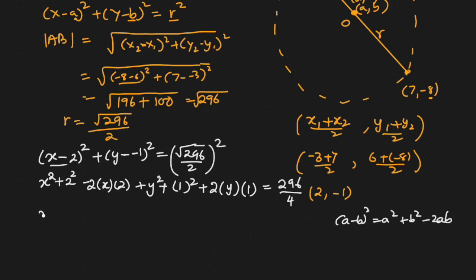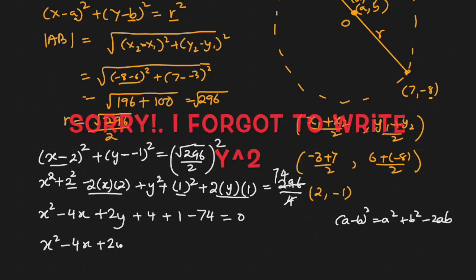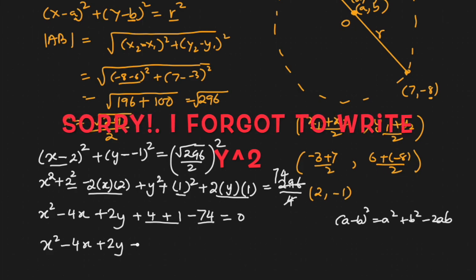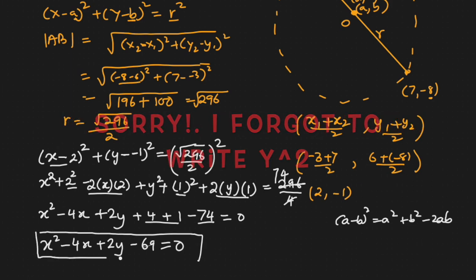All right. So x square, let me write this one first, minus 4x. Then I will write this one, which is 2y. Then I will write this, which is 4 plus 1. And 2, this will cancel out. 4 times 7 is 28, and 1 6, 4 times 4, 74. Minus 74 equal to 0. And now the final answer will be x square minus 4x plus 2y, 5 minus 74 is minus 69, equal to 0, is the equation of the circle.